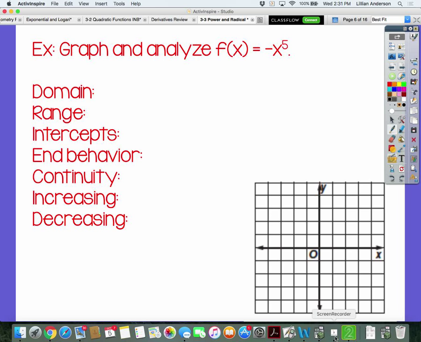We're going to graph and analyze negative x to the fifth. Lots of graphing today.